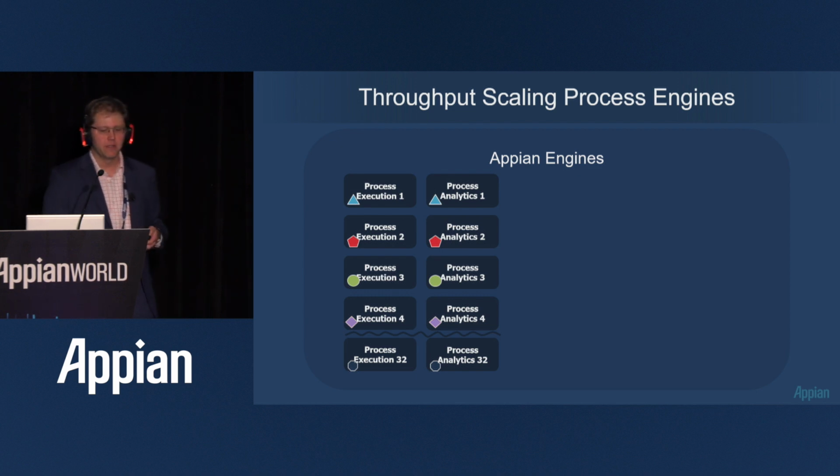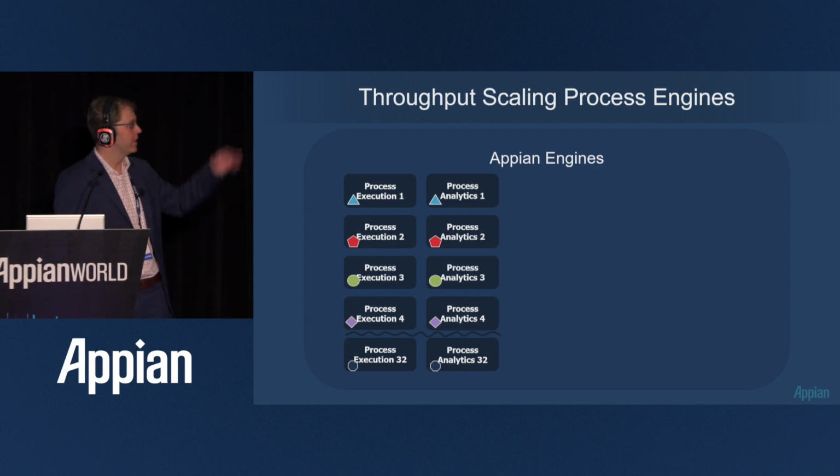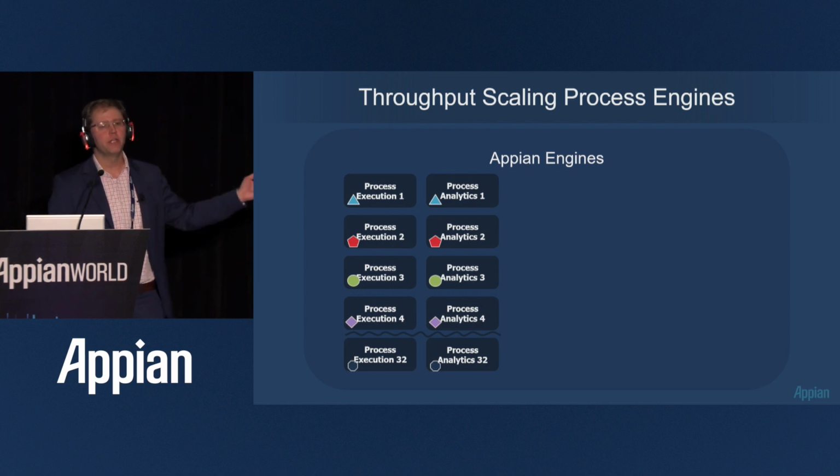So what does throughput scaling look like? Well, it's adding more shards. I talked about those, default 1 through 3. You can add a fourth, a fifth, a sixth. You can go all the way up to 32 shards of process execution engines and corresponding analytics engines.